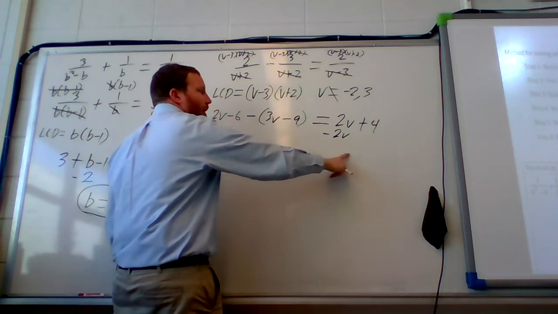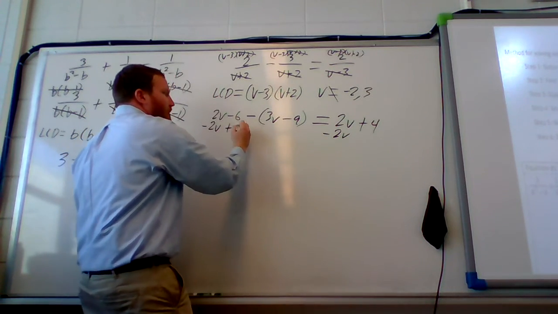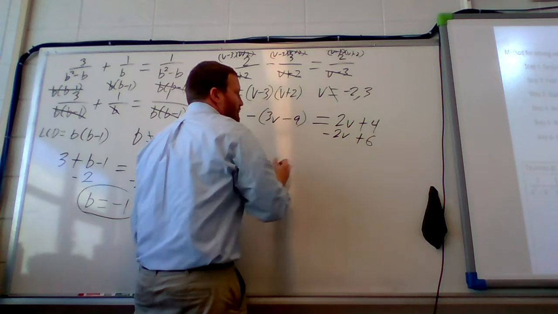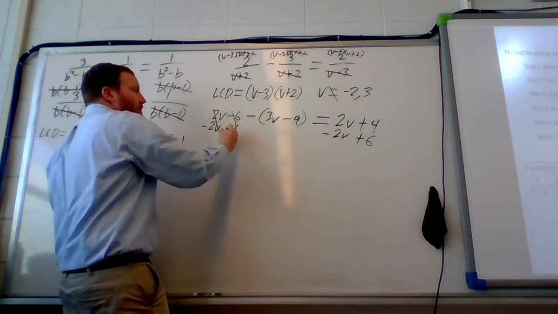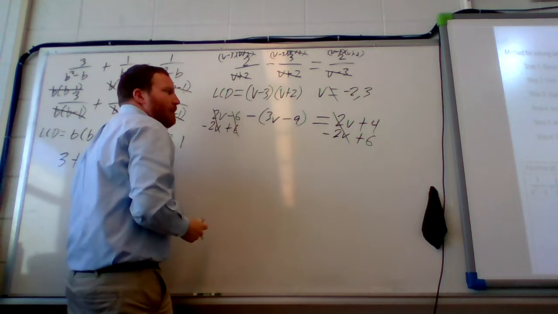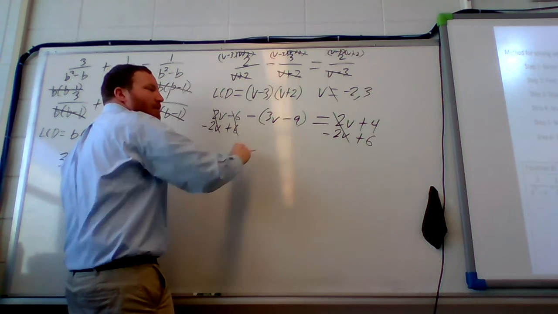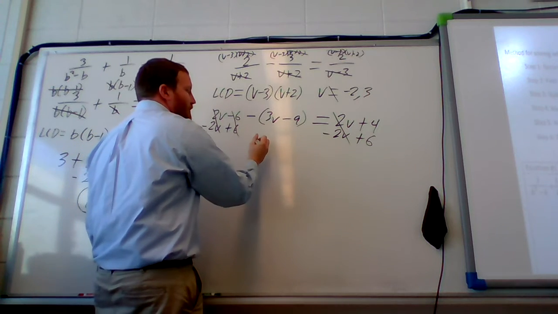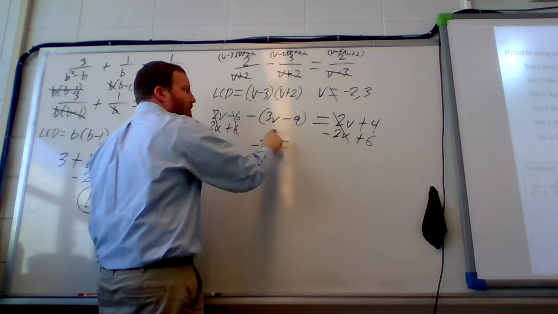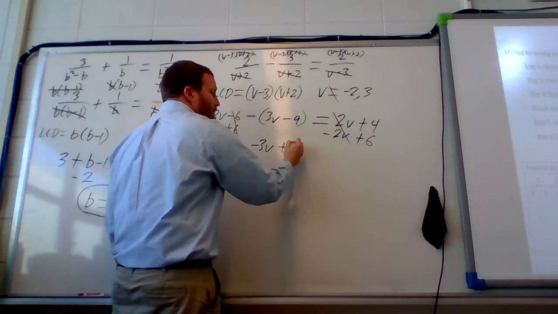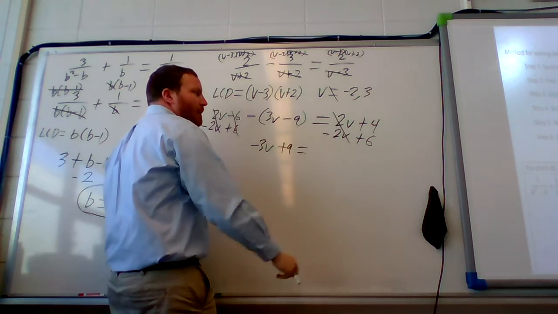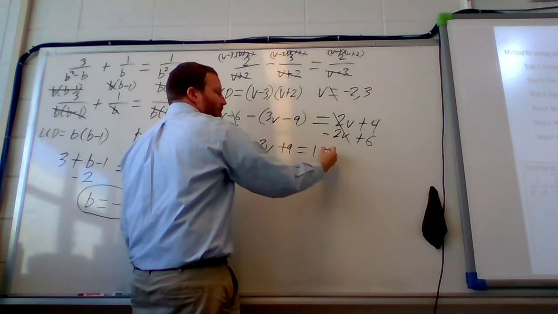Then I'll go ahead and add my 6 across. So I'm going to get my constants on the right side. So that cancels that out. So now I've got this negative that I need to distribute to this term here. So negative times 3v, negative 3v. Negative times a negative 9, positive 9. 4 plus 6 gets me 10.